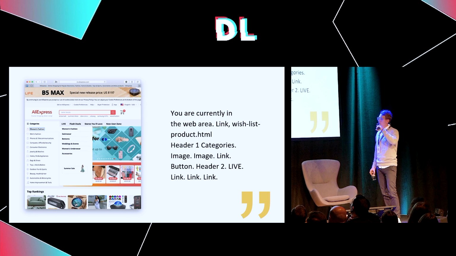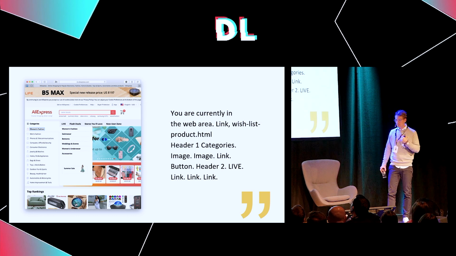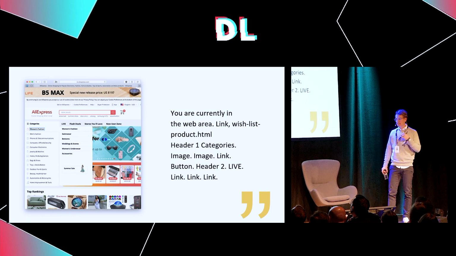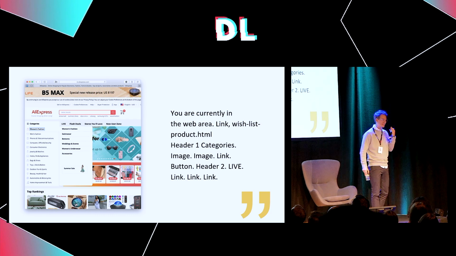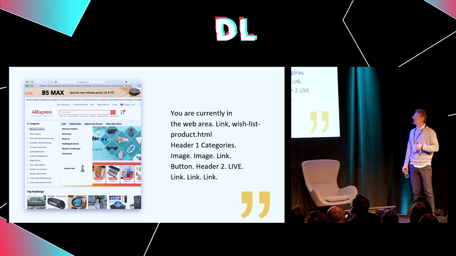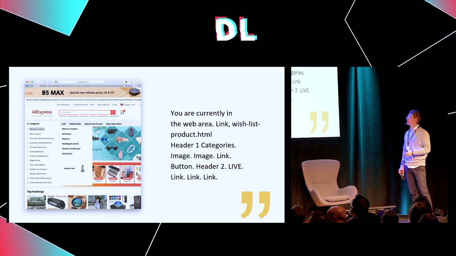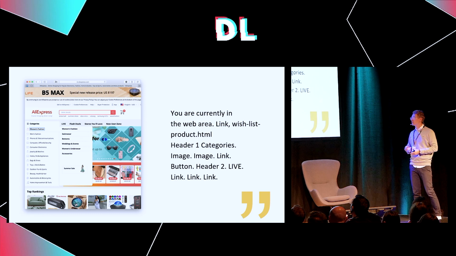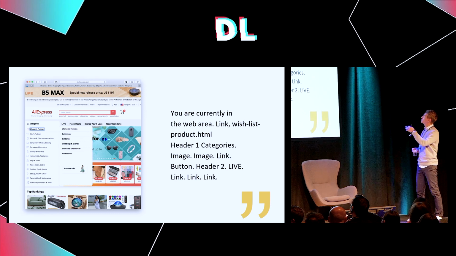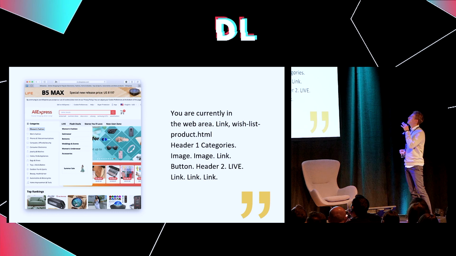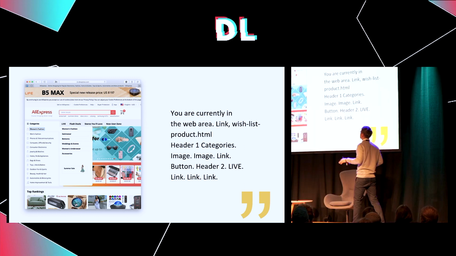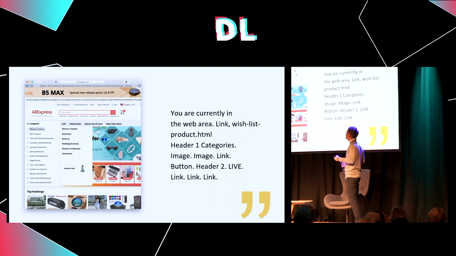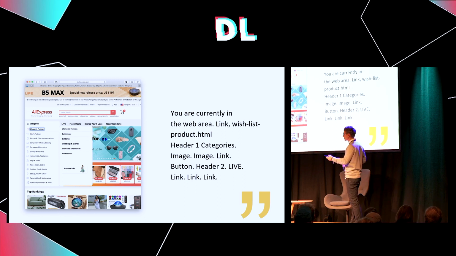I had the luck to work on a big e-commerce platform and started to read a bit about how to make this platform compatible for people with visual impairments, either colorblind or with some eyesight issues and disabilities. I started to run some tests with some screen readers, and I ended up on this big Chinese platform that I'm not going to name. But when I used the screen reader, that's what I got. You are currently in the web area. Link, wish list, product.html, header 1 categories, image, link, button header 2, live, link. So basically, you can't orient yourself if you have a visual disability and you have to rely on a screen reader.